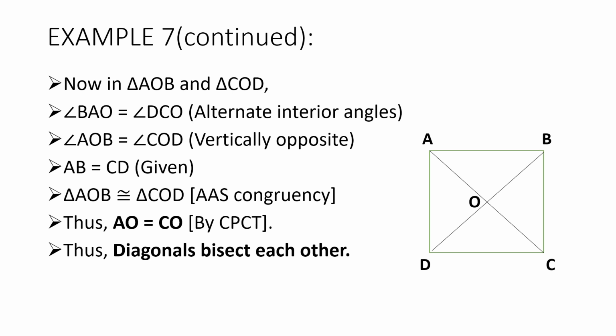Now in triangles AOB and COD, we have angle BAO and angle DCO. They are alternate interior angles. So they will be equal, since it is a square, so the sides are parallel. AOB and COD are vertically opposite angles, so they are equal. Same way AB is equal to CD, as it is a square, so sides are equal. So by AAS congruency, again AOB and COD are congruent. So by CPCT, AO is equal to CO. So diagonals bisect each other.